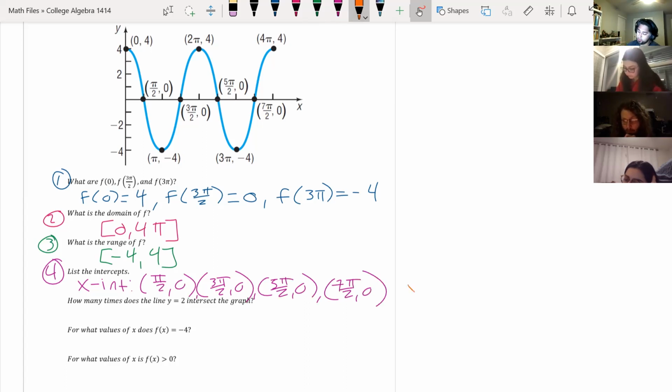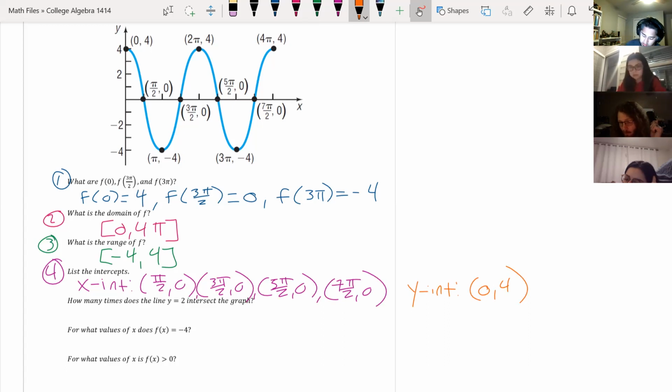And then what are my y-intercepts? 0, 4. You got it. Good. So remember, x-intercepts lie on the x-axis and y-intercepts are on the y-axis. All right.